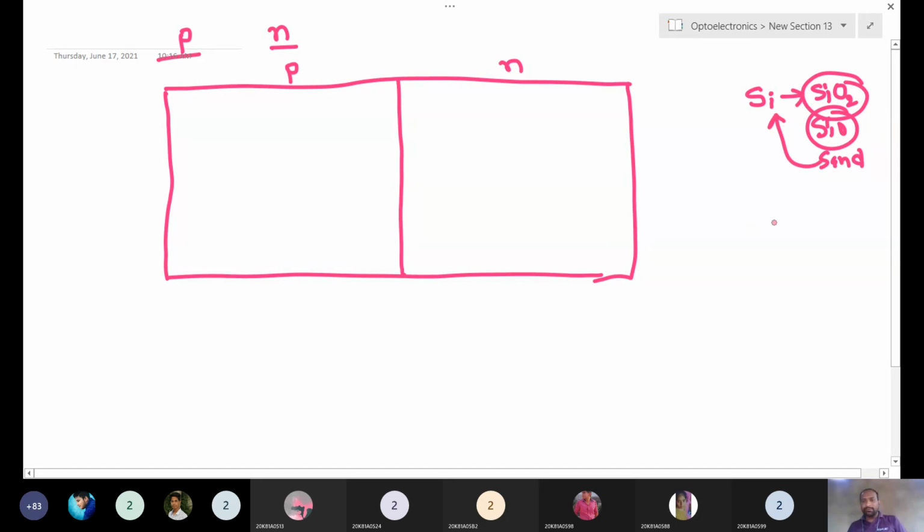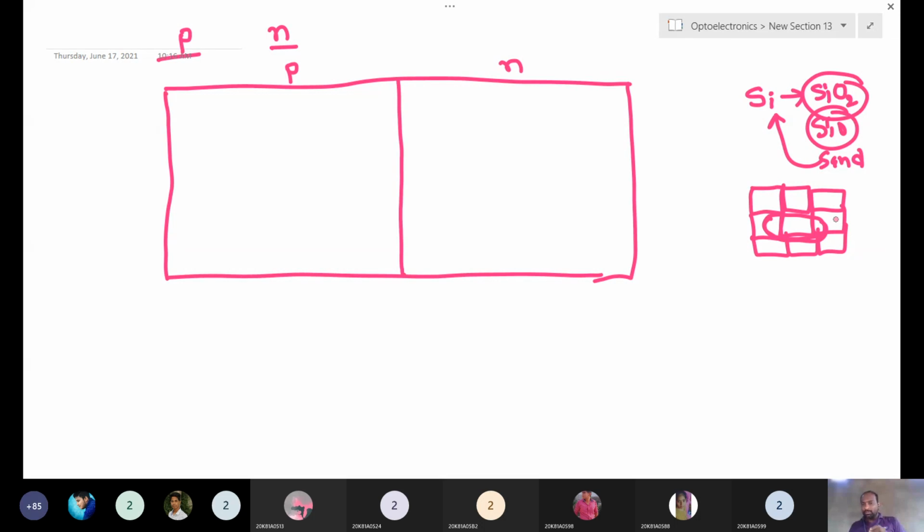After that we create circular or square wafers, and they are arranged one by one. After making solar cells using the wafers, we arrange them systematically. Then we call this a module: a systematic arrangement of solar cells in a row is called a module.